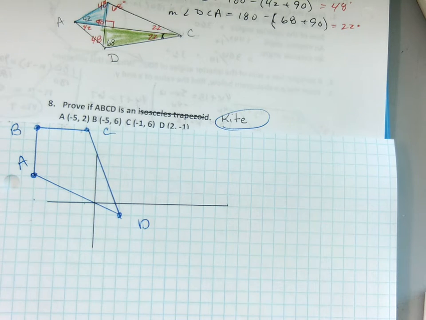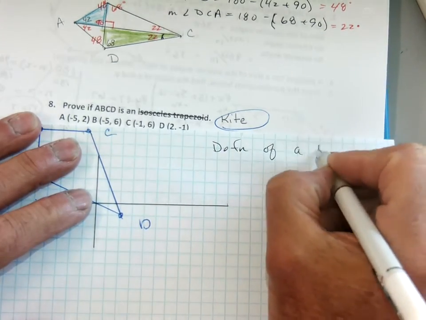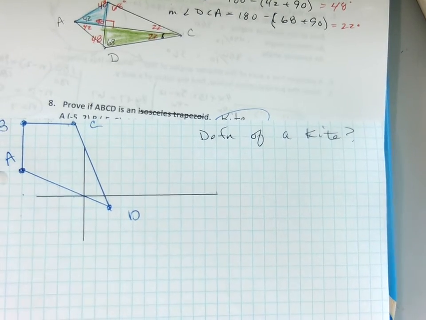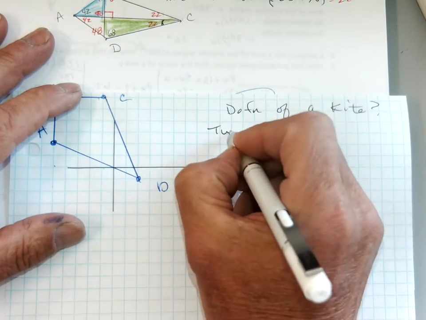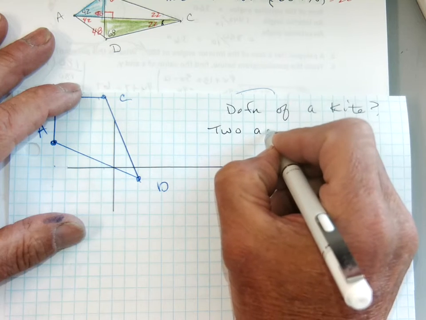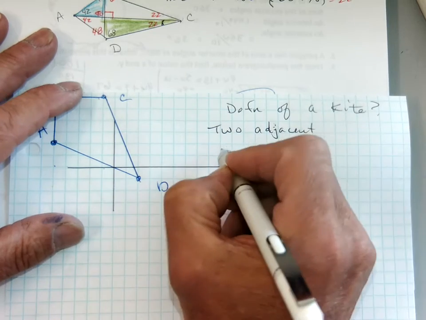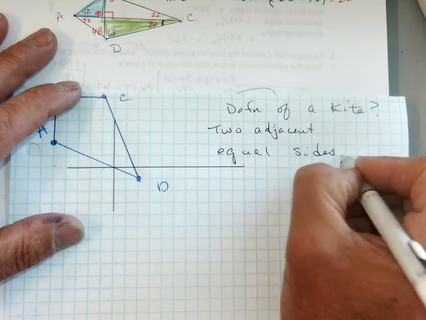How can we prove it's a kite? Well, what do we know? What is the definition of a kite? Anybody know the definition of a kite? I do. It is two adjacent equal sides. Okay, two adjacent equal sides.